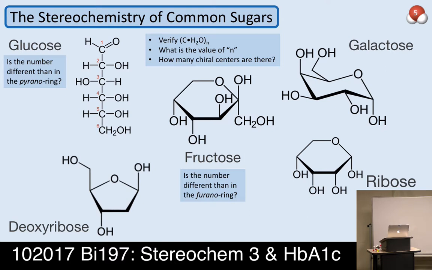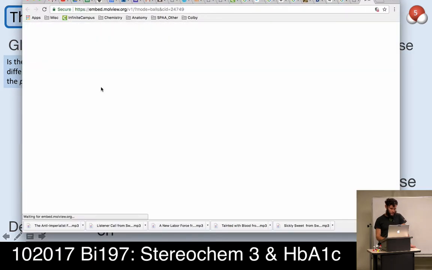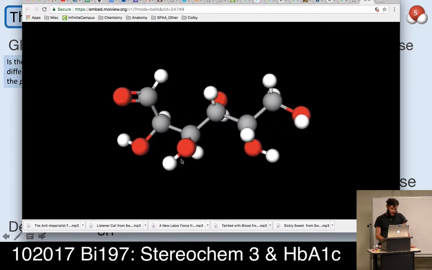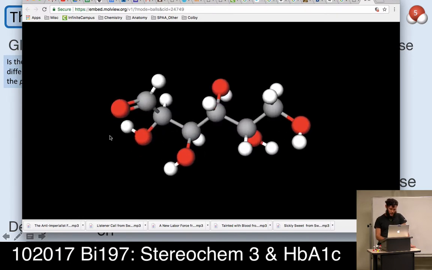All right. So let me pull up glucose here. I hope this is the open chain form. Oh yeah, good. So you guys are saying this carbon here is chiral. This one is chiral, and this one is chiral. You say N is 6, but you're saying 3 chiral centers.